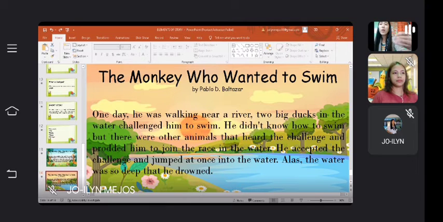So he always tells other animals the things he could do. And where is the setting of the story? I think the setting of the story, teacher, is in the forest near the river. Yes. And what do you think is the message behind the story? What I mean is, what does the author is trying to tell us about the story of the monkey who wanted to swim?